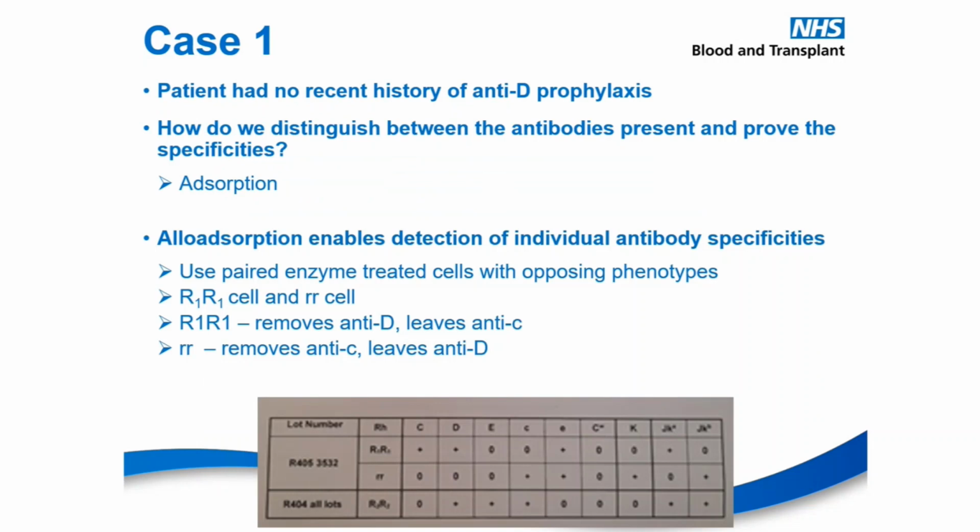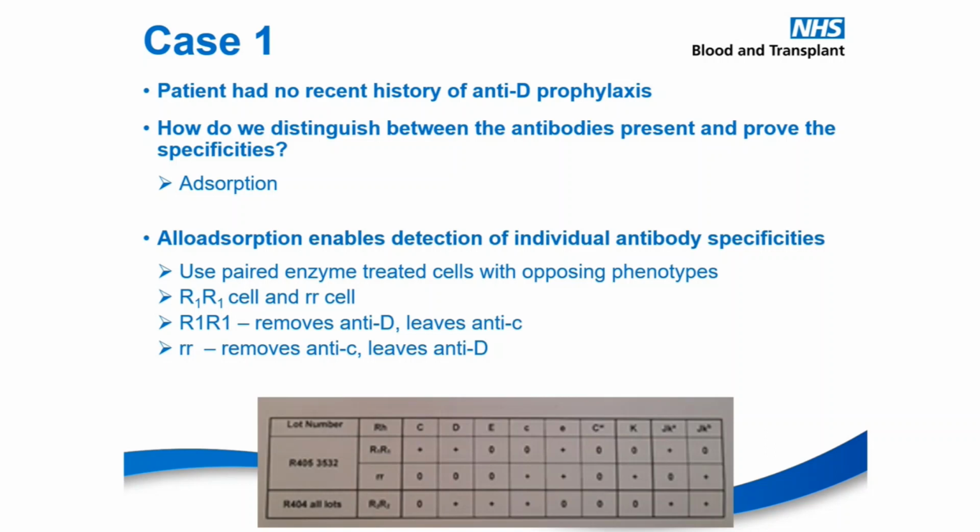As added information, the patient had no recent history of any anti-D prophylaxis being given. So we need to understand what these reactions can be attributed to. How do we distinguish between the antibodies that are present, and how can we prove these specificities? We would utilise an absorption technique. In simple terms, the absorption enables us to detect individual antibody specificities by separating them out.